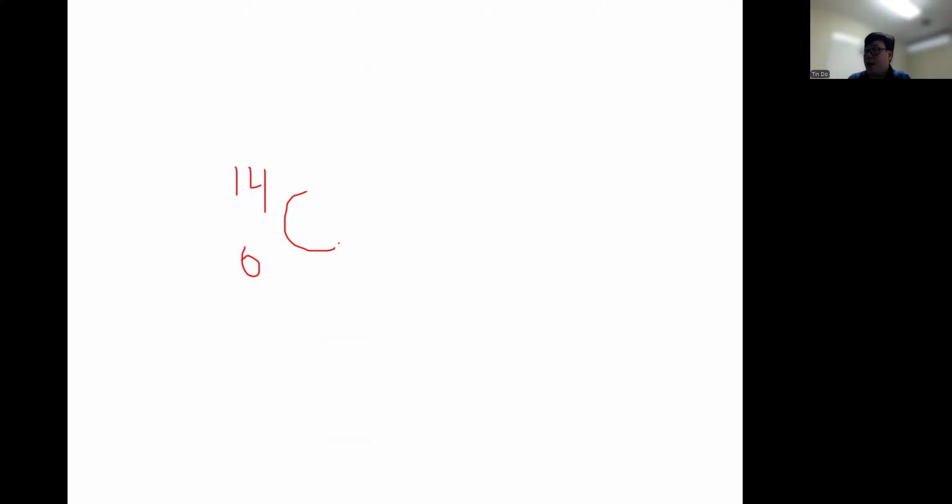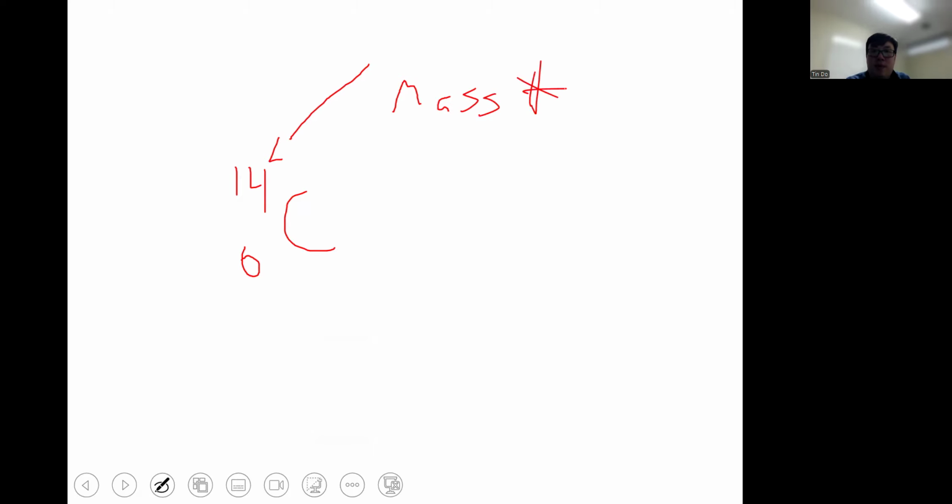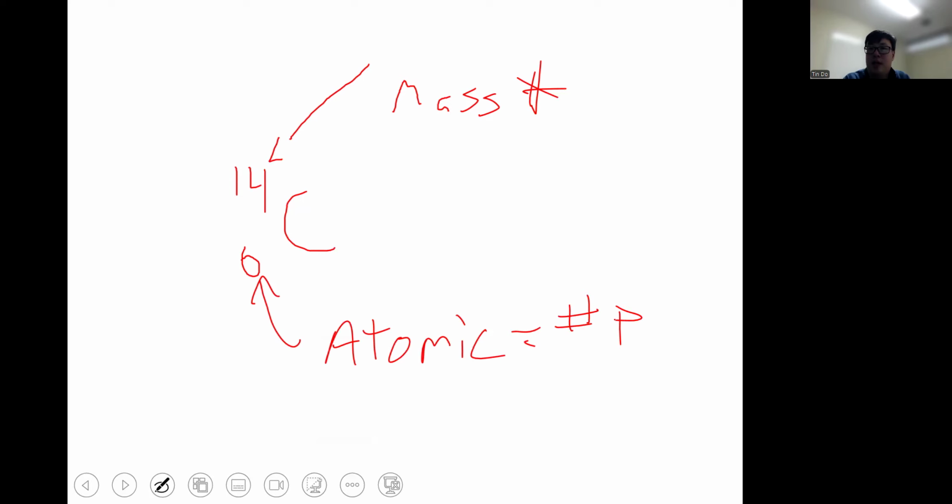For this example, I don't recall the periodic table off the top of my head. 14 will represent your mass number, and 6 right here would represent the atomic number. With this example, atomic number will always represent the number of protons. Your mass number is always going to be equivalent to your protons plus your neutrons.